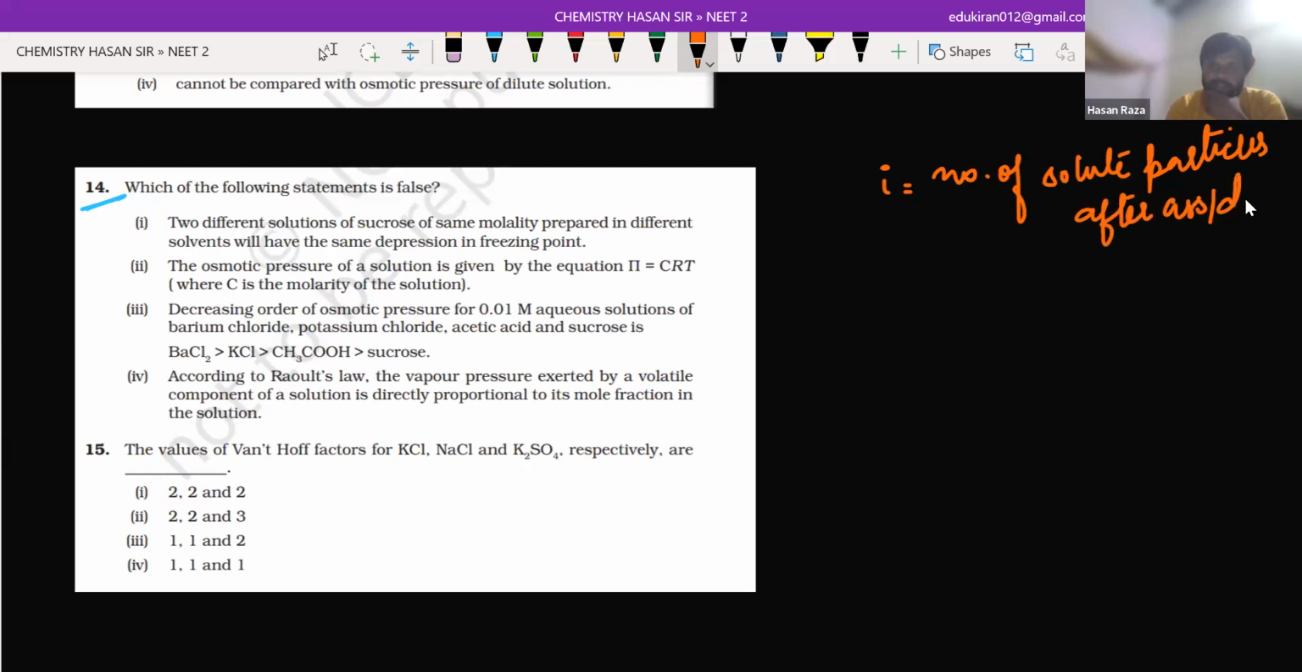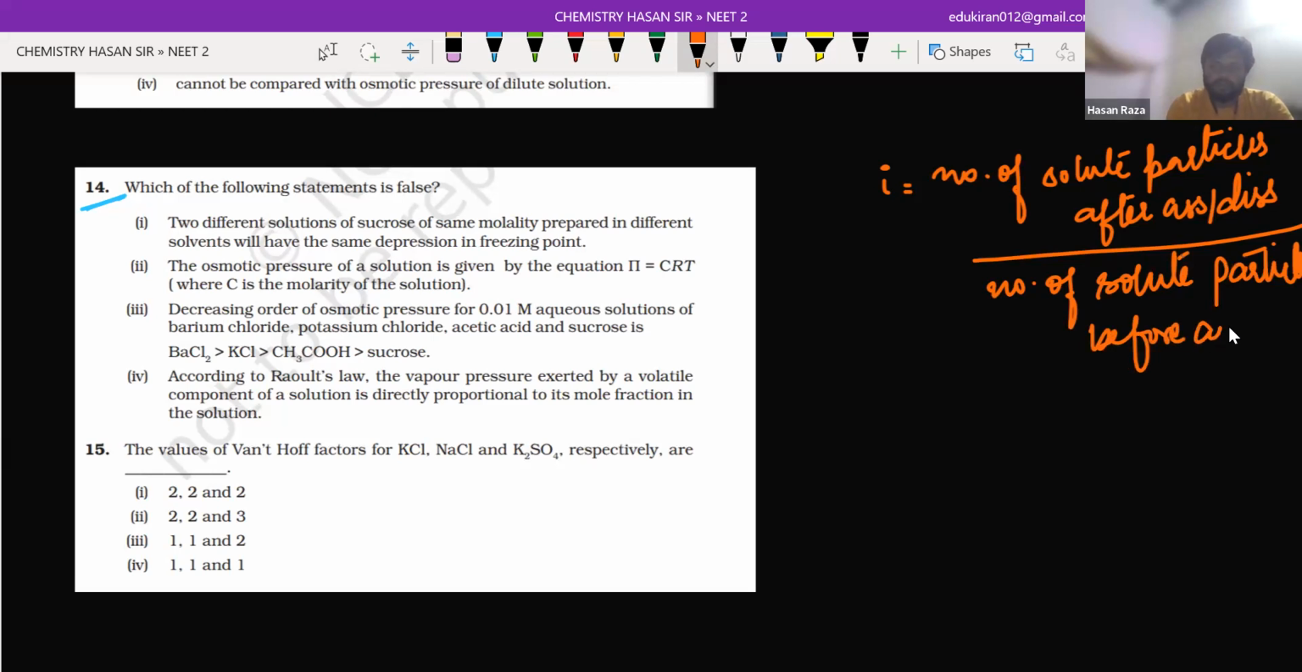association or dissociation, upon the number of solute particles before association or dissociation. Association means two or more particles combined to form a single particle, and dissociation means one particle divided, or one particle gives you more than one particle. I'm going to explain this because you are continuously making mistakes about this.